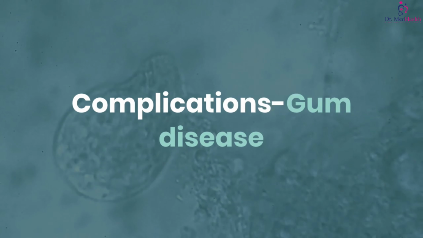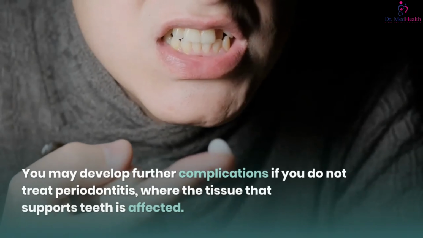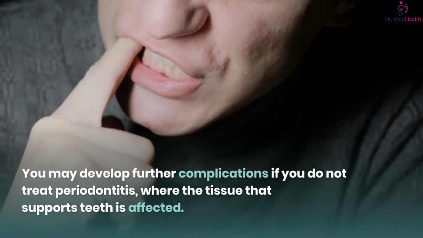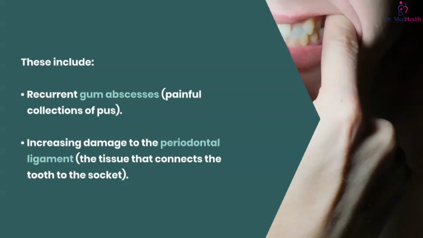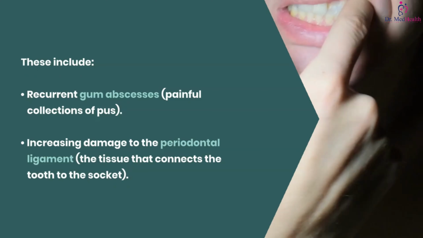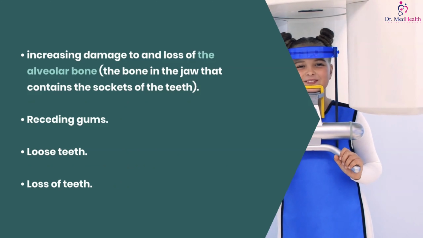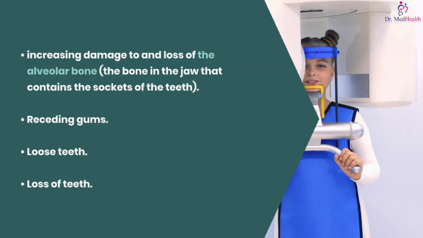Complications: gum disease. If you develop gingivitis and do not have the plaque or tartar, hardened plaque, removed from your teeth, the condition may get worse and lead to periodontitis. You may develop further complications if you do not treat periodontitis, where the tissue that supports teeth is affected. These include recurrent gum abscesses, painful collections of pus, increasing damage to the periodontal ligament, the tissue that connects the tooth to the socket, increasing damage to and loss of the alveolar bone, the bone in the jaw that contains the sockets of the teeth, receding gums, loose teeth, loss of teeth.